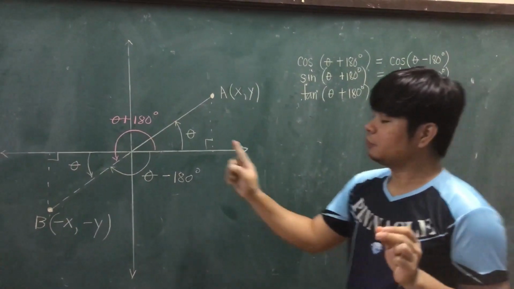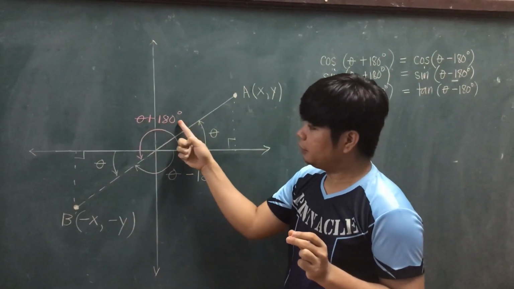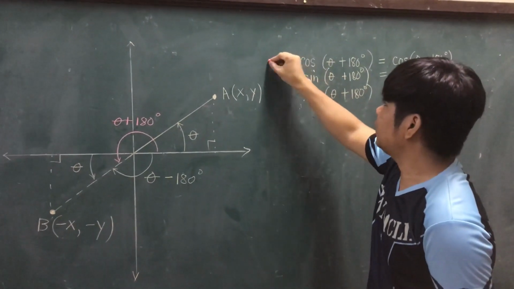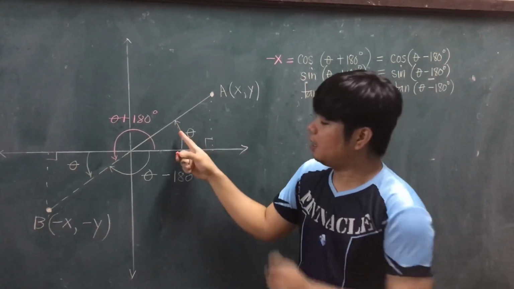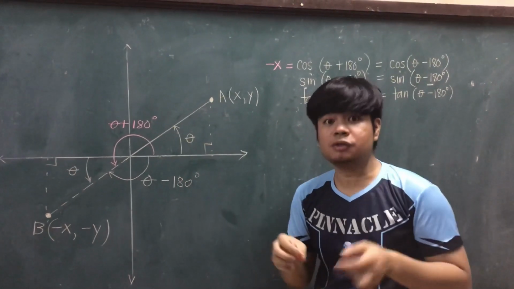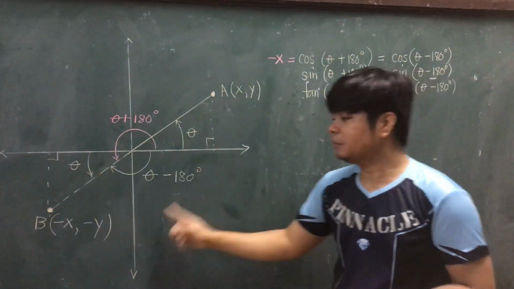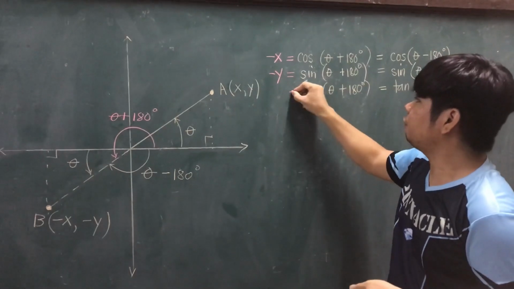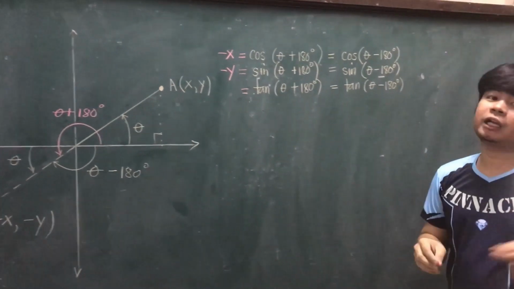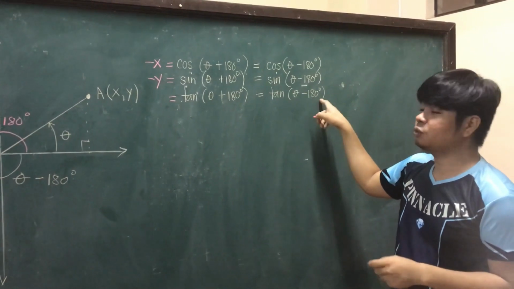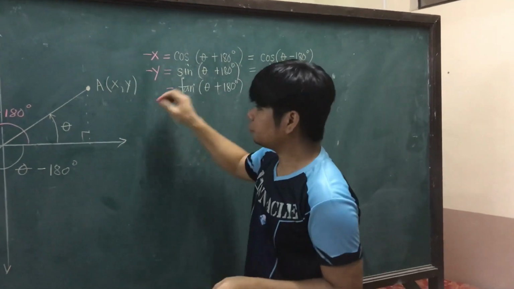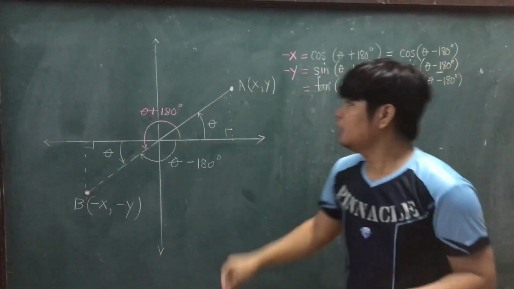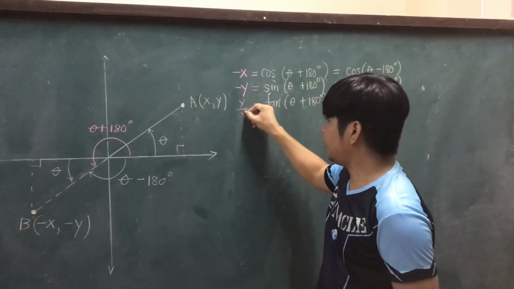As we observe, cosine of theta plus 180 degrees is negative x. Sine of theta plus 180 degrees, which is also equal to theta minus 180 degrees, is negative y. So I place here negative y. However, tangent of theta plus 180 degrees, which is also equal to tangent of theta minus 180 degrees, will give you positive, since negative divided by negative is positive, so that is y over x.